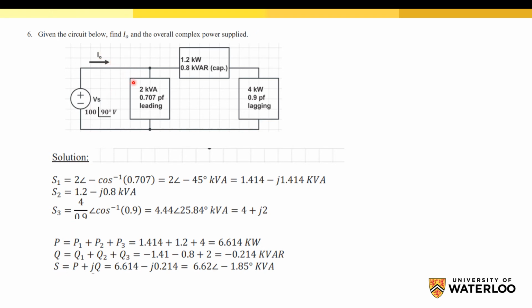Remember that the S value, the complex value S, is equal to the voltage times the current conjugate. Here we have the voltage across this load, and we can calculate the current using this equation. So the current will be S over V all conjugate, and then we can calculate the current. So that's all for this question.